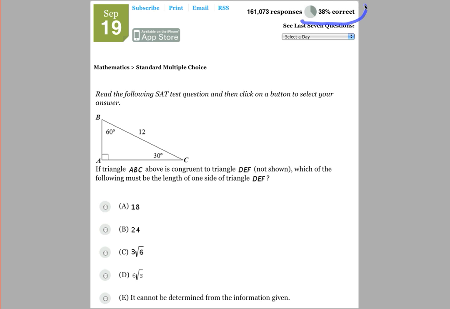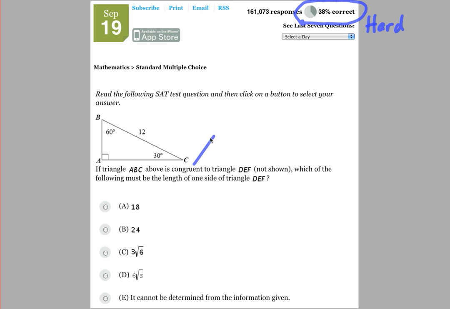Only 38% of students answered this math question correctly, so that definitely qualifies as a hard question. Alright, so let's go ahead and read it. If triangle ABC above is congruent to triangle DEF not shown, which of the following must be the length of one side of triangle DEF?